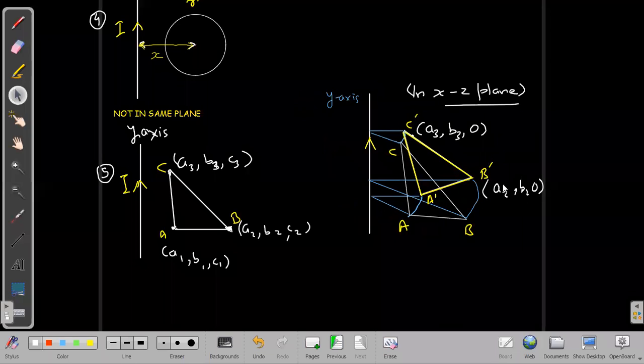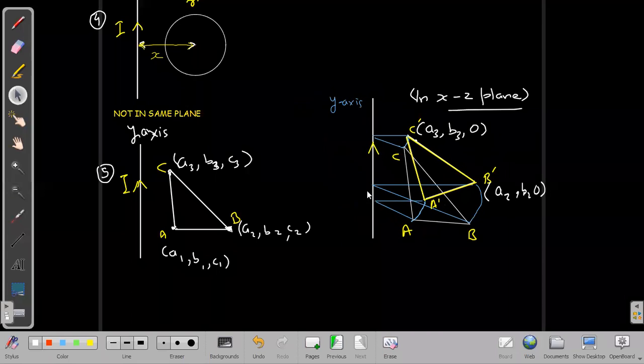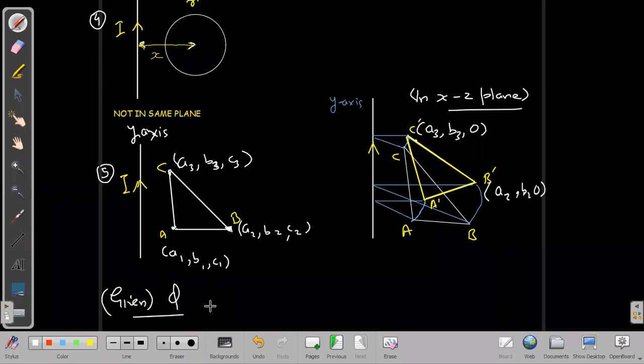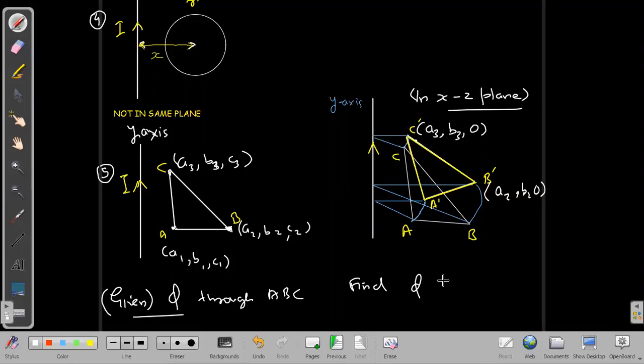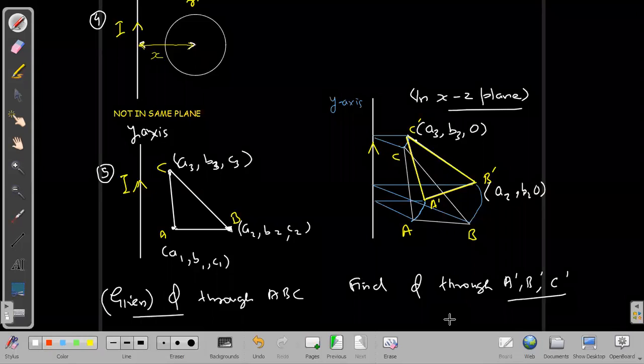So the question is that it is given that flux through this triangle is given as phi. But they are asking to find out the flux through the yellow triangle. Given phi through the triangle A, B, C, find phi through A dash, B dash, C dash. No, wait a second, this thing is not right. Sorry, coordinates I have to change for ABC.